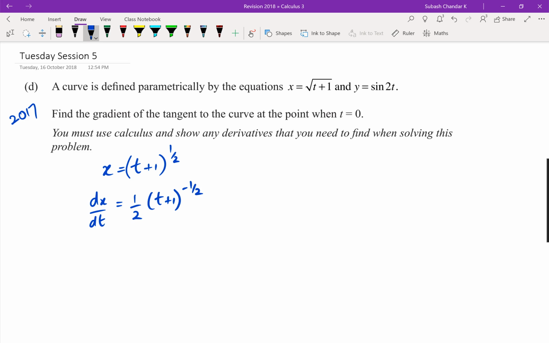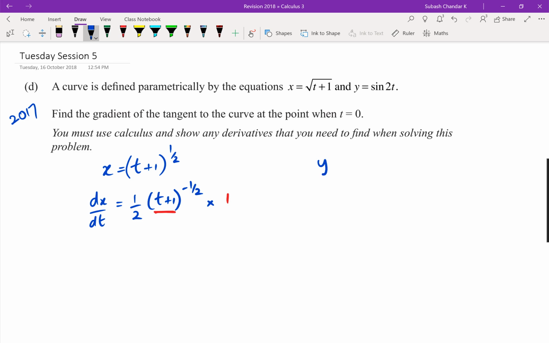Now this is the part where people forget, and I know in this case you might be lucky, you don't have to worry about it, but I always get into the habit of multiplying by the differentiation of whatever's inside the bracket. In this case, it's 1. Now I know you don't have to do it, but just get into the habit of it, because when you get something like 2t plus 1, then you won't forget that little 2 that comes across, okay? So I've got my dx/dt.